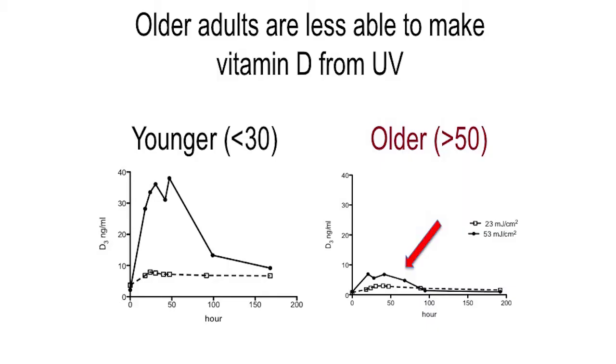You can see in the graph of the younger patients, their blood levels of vitamin D skyrocket up after UV light. However, patients with older skin are not able to synthesize as much vitamin D. So I think this also answers the question of, it's wonderful to obtain vitamin D from UV light, but your ability to actually make vitamin D does decrease over time.